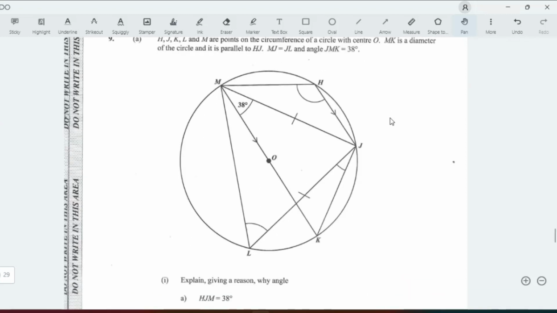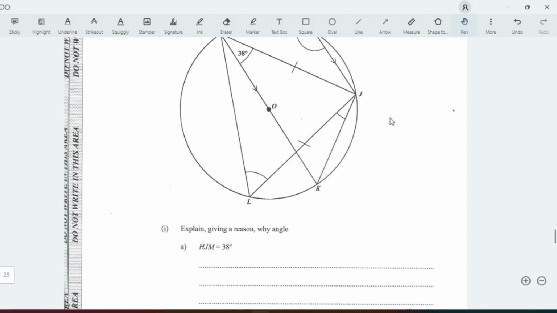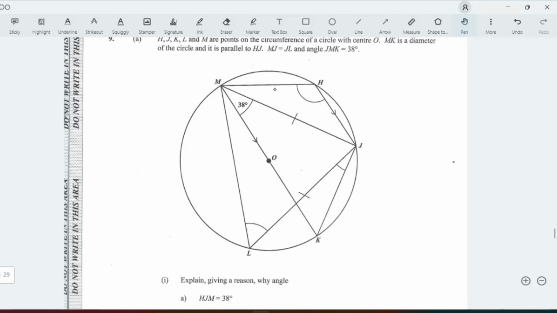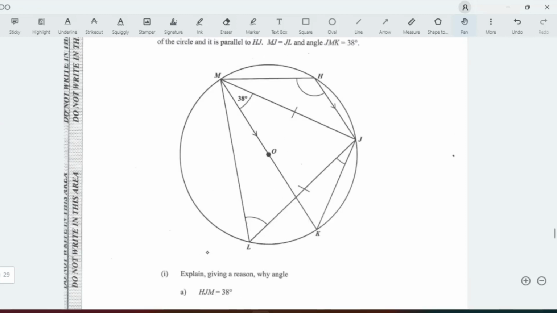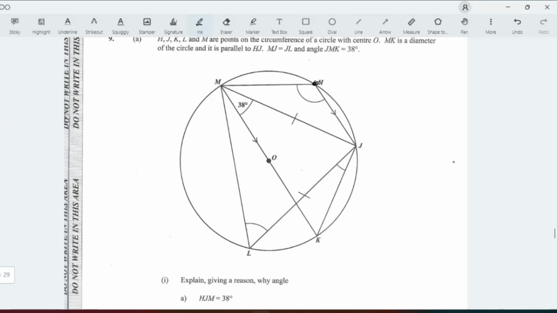And then they tell us that MJ is equal to JL and angle JMK is 38. So now we need to go ahead and explain why angle HJM, the angle at J, is 38. So this right there, HJM, is 38.